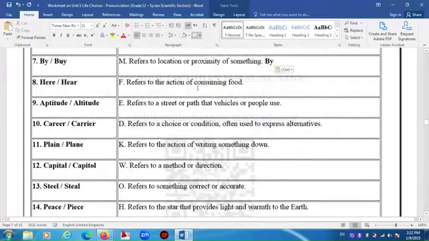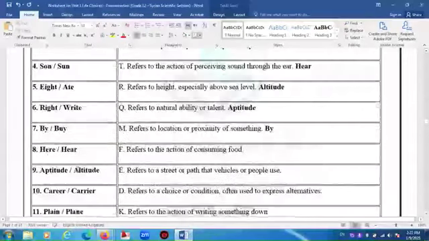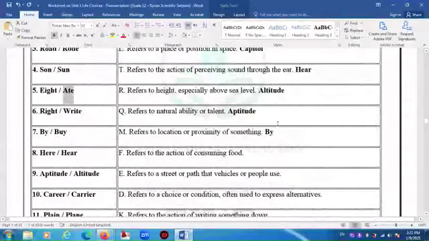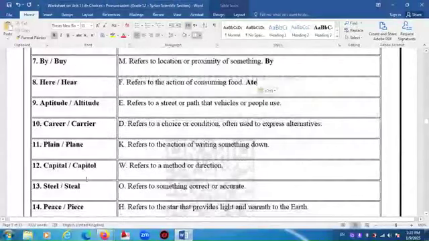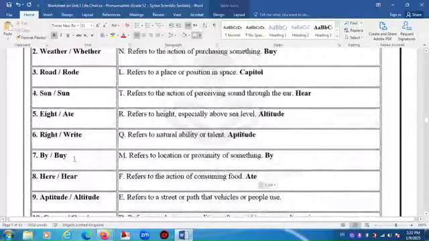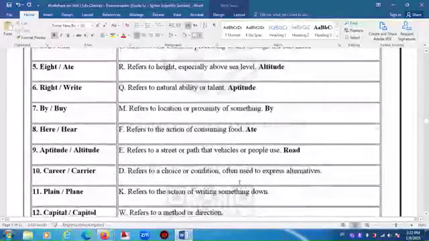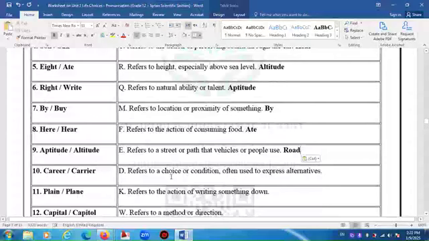Refers to the action of consuming food. Eat or the past of eat, which is ate. Refers to a street or path that vehicles or people use. That's the road. Refers to a choice or condition often used to express alternatives. Either this or that. To choose. Okay? That's the meaning of it.